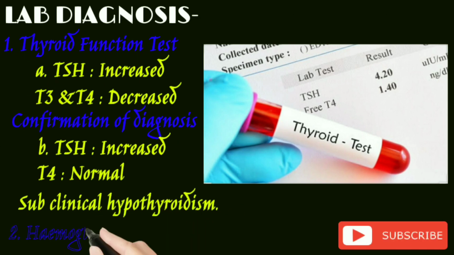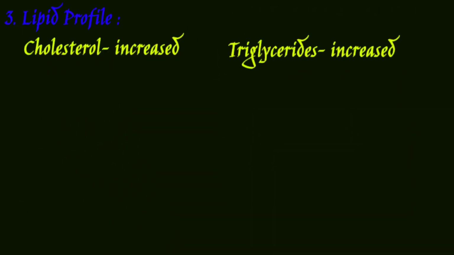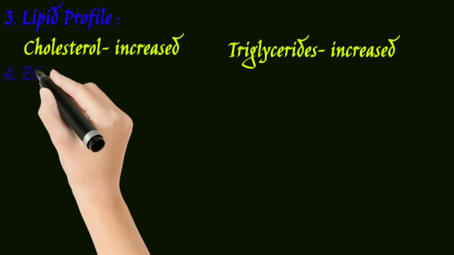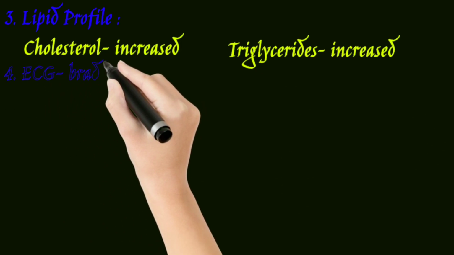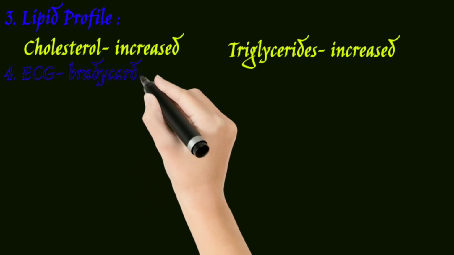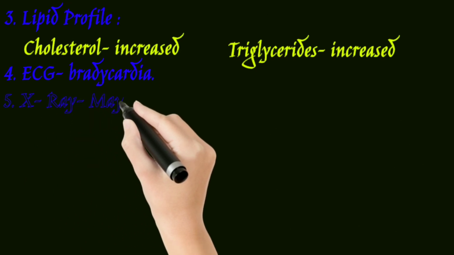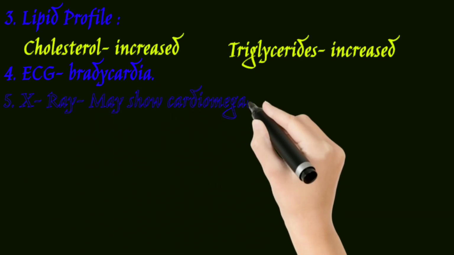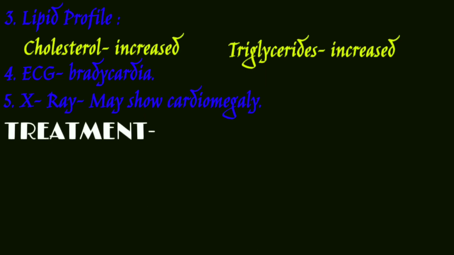Number 2, hemoglobin found decreased, lipid profile, cholesterol and triglyceride both increased, ECG, that is electrocardiography, indicating bradycardia, X-ray, which may show cardiomegaly. Let's see treatment now.